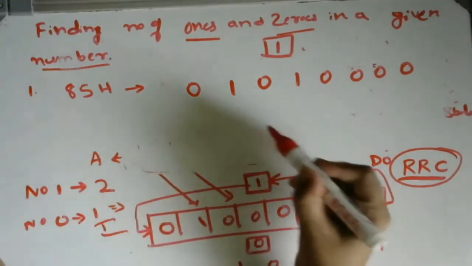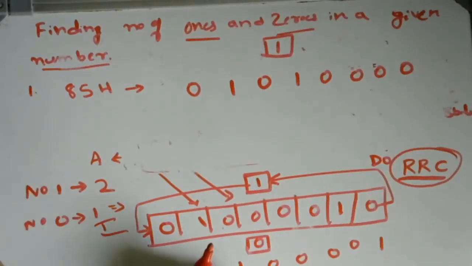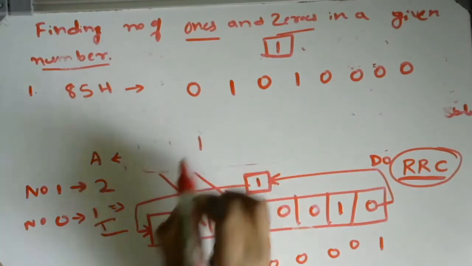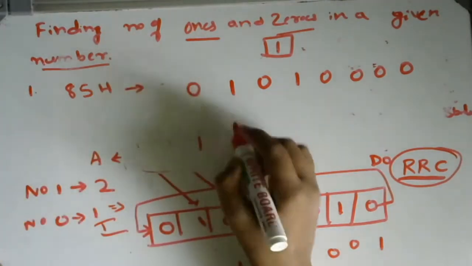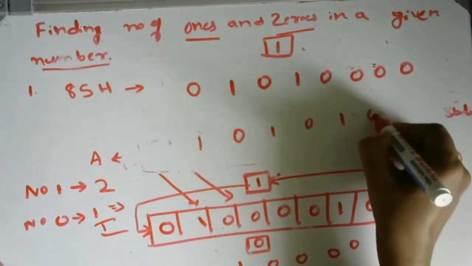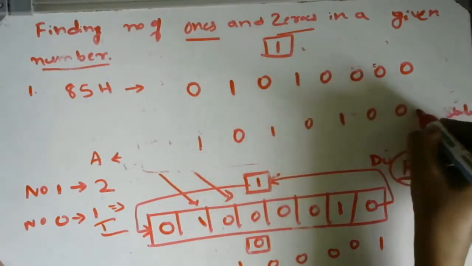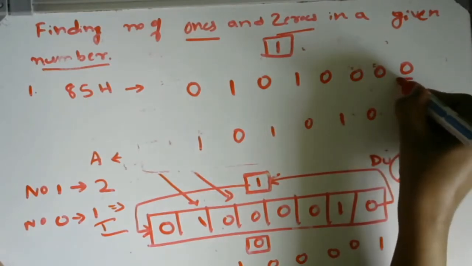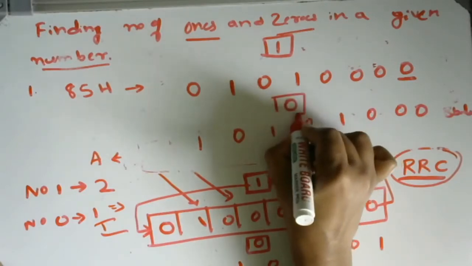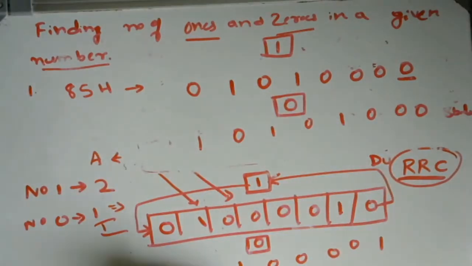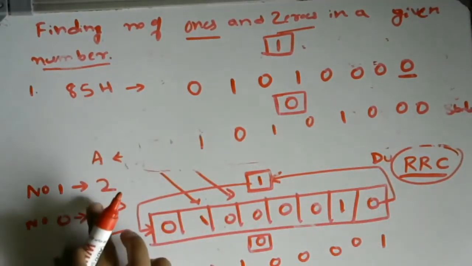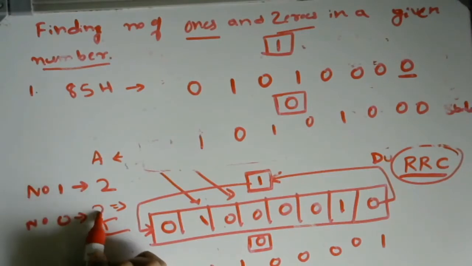Correct. So again if we rotate one more time, what happens? Whatever is there in the carry flag, that comes here. Correct. 1, and this 0 comes here. 1, 0, 1, 0, 0, 0, and whatever is there in the LSB, that comes to the carry flag. Right? So now by checking the carry flag, we can identify the carry bit is 0. So the number of zeros present is now 2.